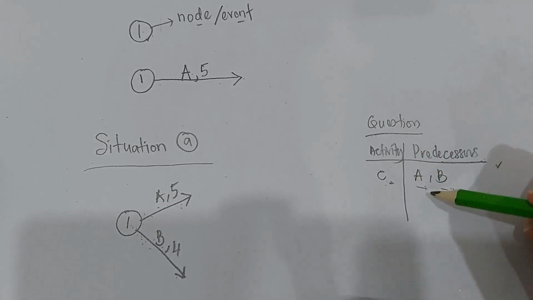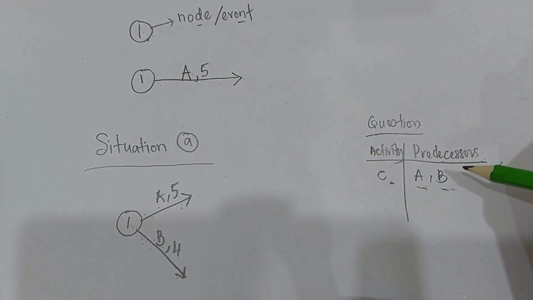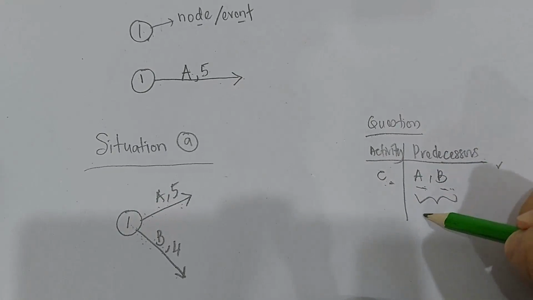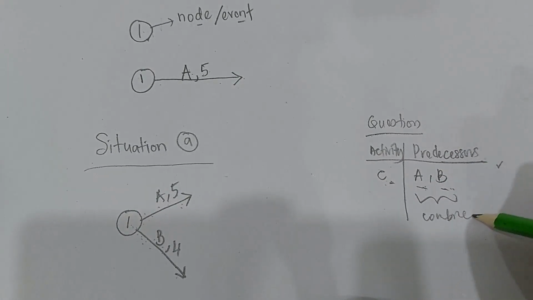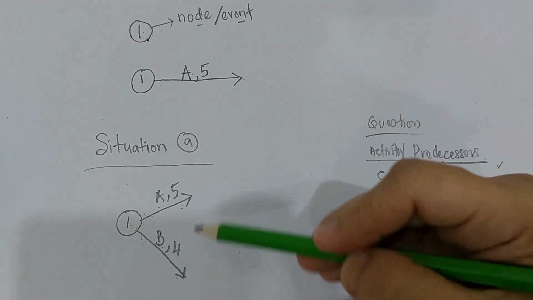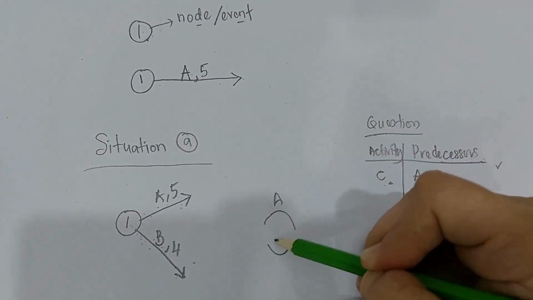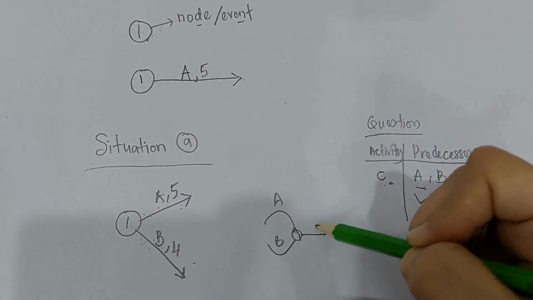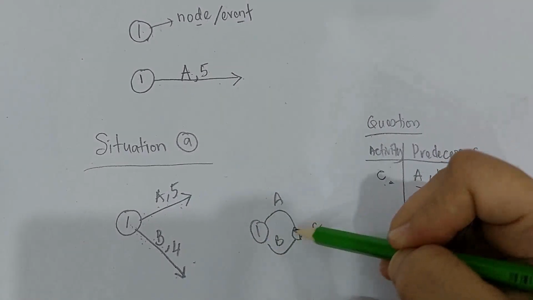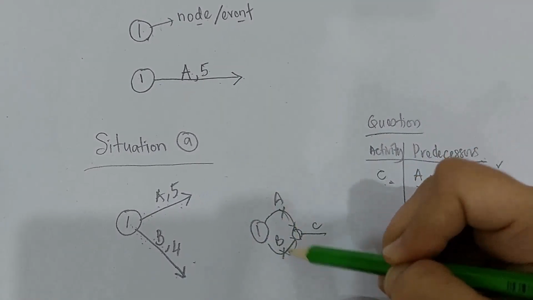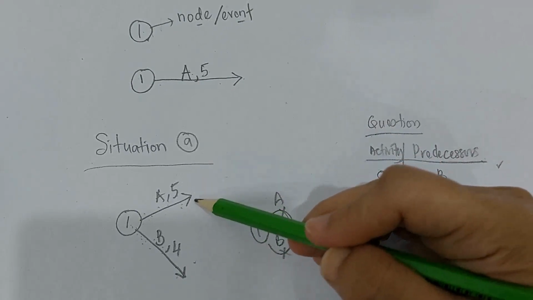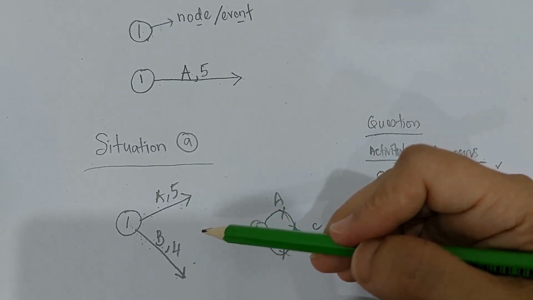C can only be completed after both A and B have been completed. So these two need to be combined. In order to combine these two, we cannot bend the line. You cannot bend the line A and B over here and draw C up here. Okay, this is event 1, let's say. We cannot bend the line. So that's why the arrow must always be in a straight line.